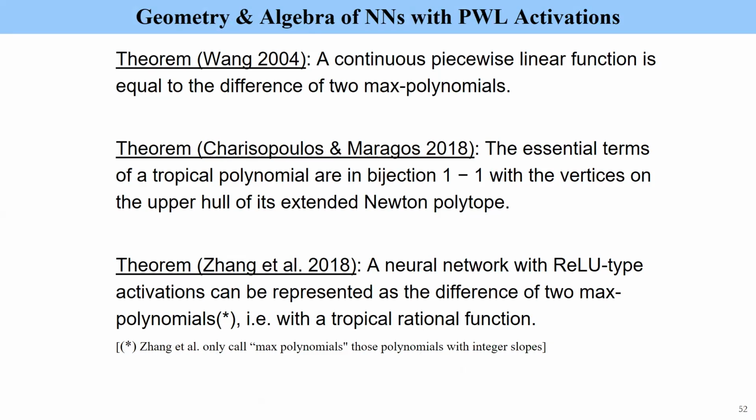As I mentioned before, the essential terms of a tropical polynomial are in bijection, one-to-one, with the vertices of the upper half of the extended neural polytope, and a neural network with ReLU-type activations of any depth can be represented as a difference of two max-plus polynomials. So essentially, this is called a tropical rational function. A tropical rational function is a difference of two max-plus polynomials.